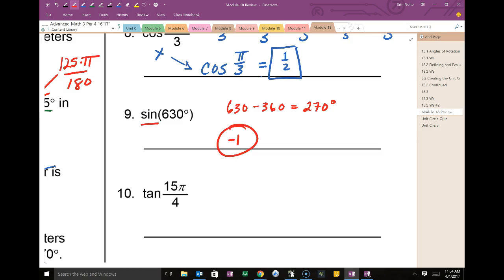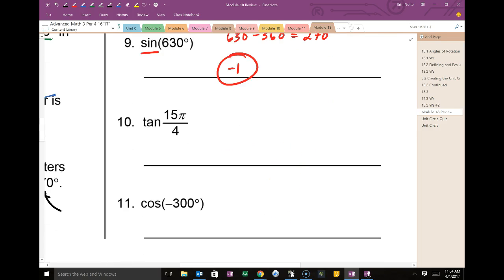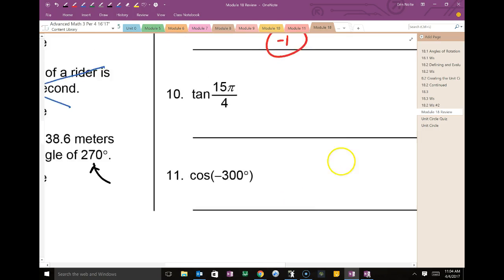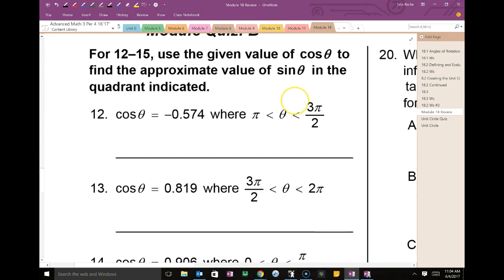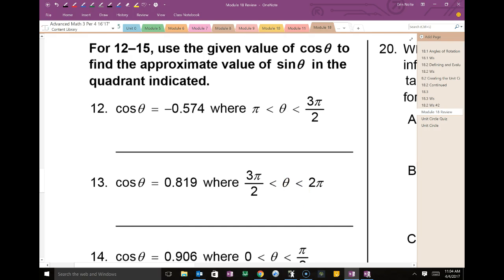Because you were working in degrees? Oh, okay. If you want to convert it, fair game. So that was easy. What's tangent? Tangent is y over the x. You could write that on your unit circle: tangent is equal to y over the x.